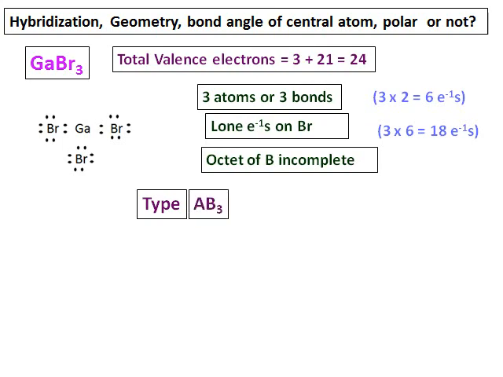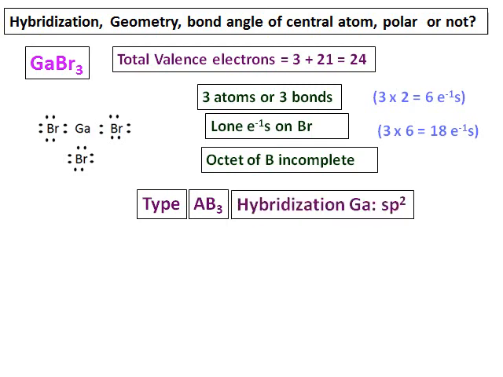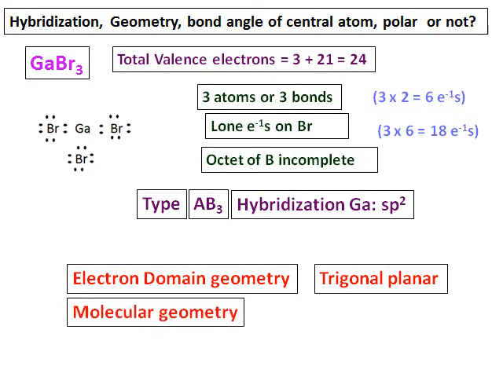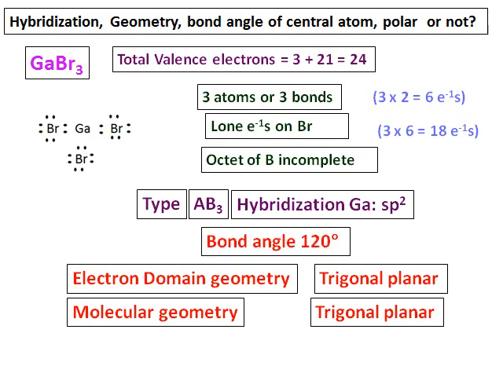It's a type AB3 molecule, and AB3 means the hybridization is sp2, and the electron domain geometry, because it's AB3, will be trigonal planar, and the molecular geometry, because of the absence of any lone pair, will also be trigonal planar. The bond angle for the trigonal planar is 120, and the molecule is a perfect molecule. It's symmetric, and hence it will be non-polar.